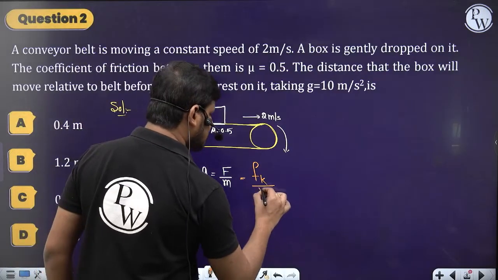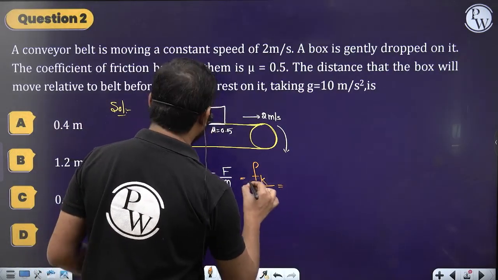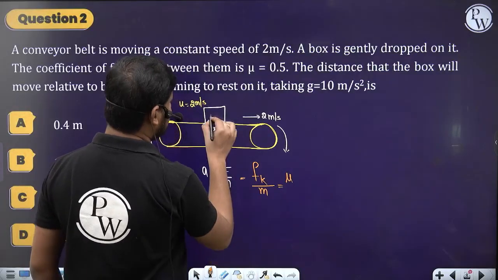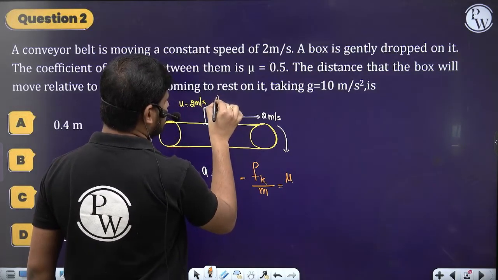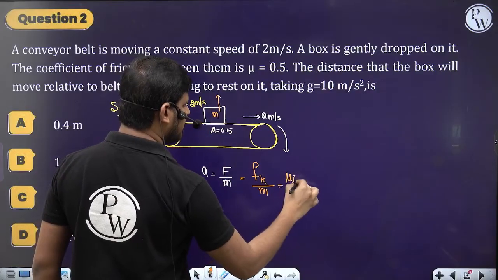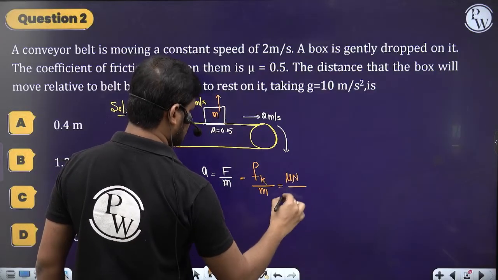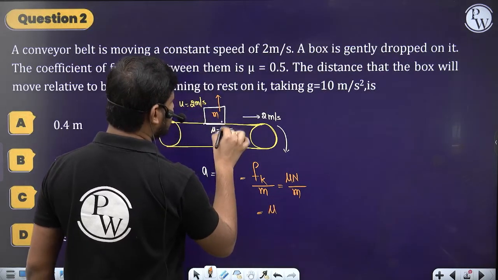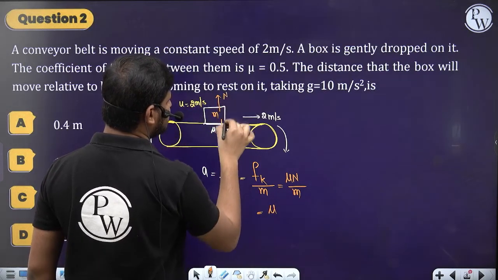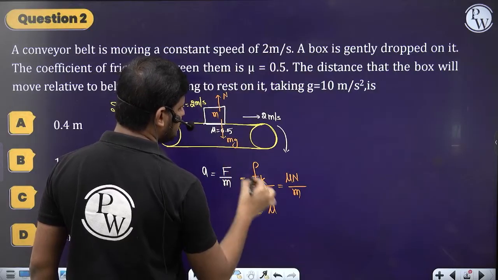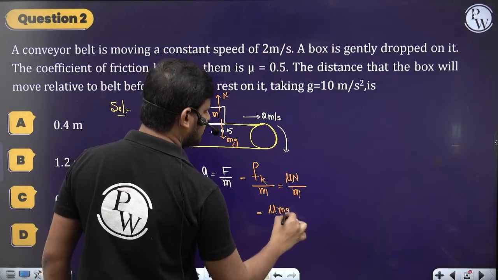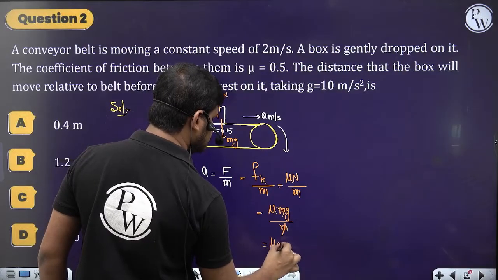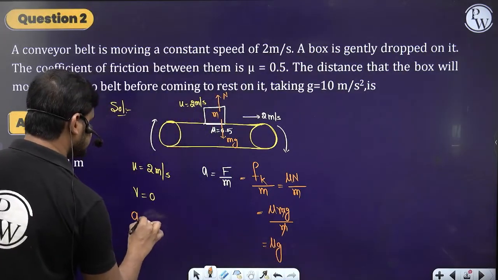So by mass m, we can say that the coefficient of friction is mu into n, divided by m, since its mass is m. Yes or no? From here, mu into, in place of n we can write mg, because n is equal to mg here. So then here also the acceleration is simply mu g. So we got the acceleration equal to mu g.